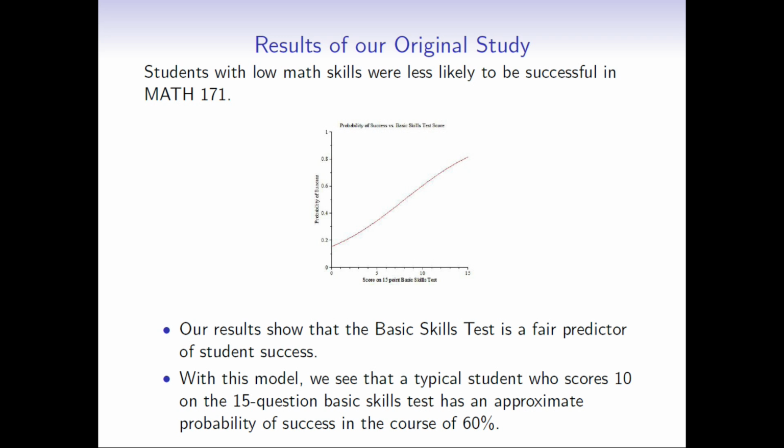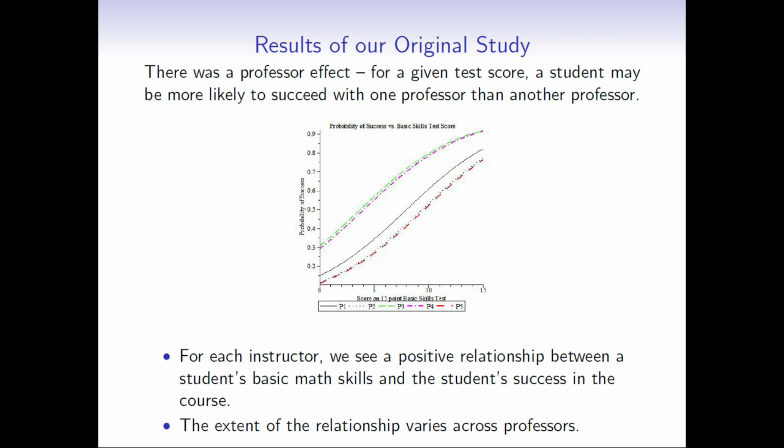In this model, you can see that a typical student who scores a 10 on the 15-point basic skills question has about a 60% probability of success in the course. So basically our basic skills test is a fair predictor of student success, which was a similar result that Johnson and Coonan got as well.